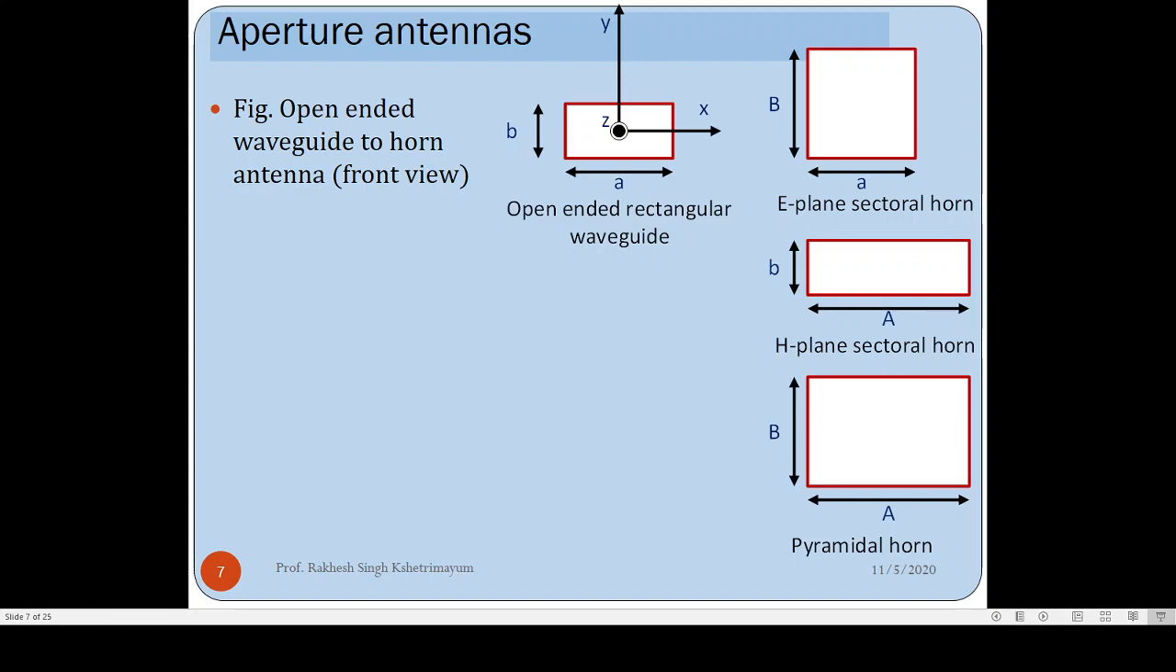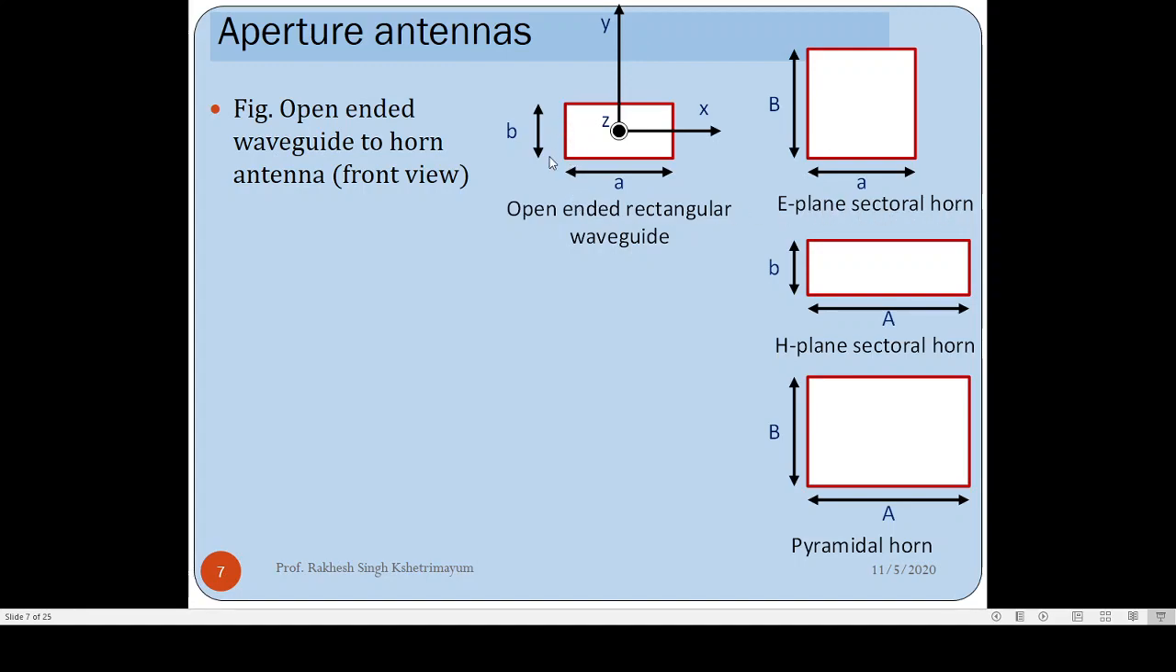Why E-plane? Because you see, where is the E-plane of the open-ended waveguide? It's along the YZ direction. And we are increasing the dimension along the YZ direction, along the Y direction. So we call it the E-plane sectoral horn.